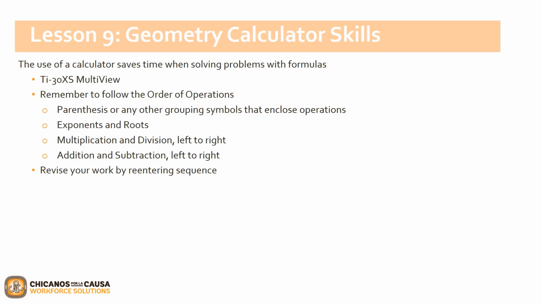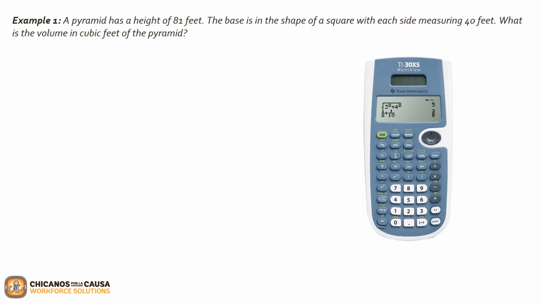Let's look at a couple of examples on how to use a calculator in order to solve geometric formulas. Let's look at example 1. A pyramid has a height of 81 feet. The base is in the shape of a square with each side measuring 40 feet. What is the volume in cubic feet of the pyramid?